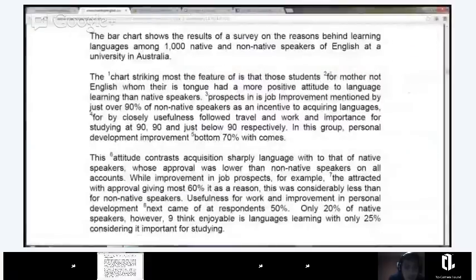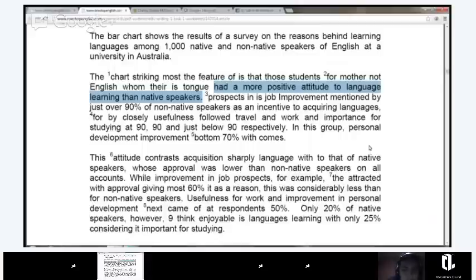So we have: for mother not English whom there is tongue, had a more positive attitude to language learning than native speakers. I'll give you a hint. This part is correct. So it's just the white part that you're going to have to unjumble. For whom their mother tongue is? For whom there is mother tongue? Their mother tongue is not English.